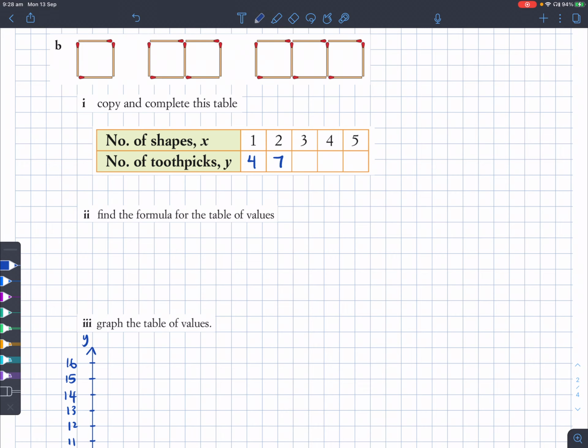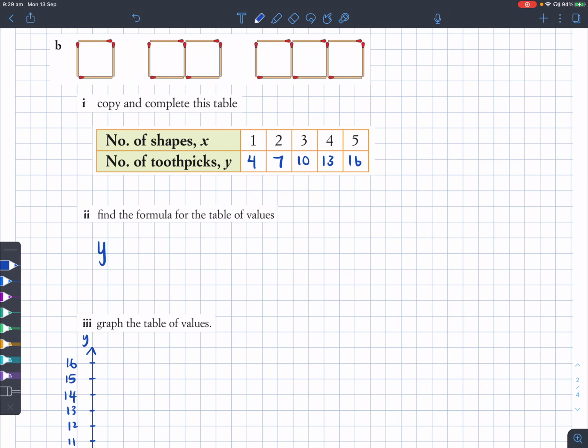Okay, and that will give you 10 by adding 3 to the 7. Now, if I keep doing that, then you have 13 and 16. So you notice a pattern here. Okay, now we're going to find a formula for the following table of values.